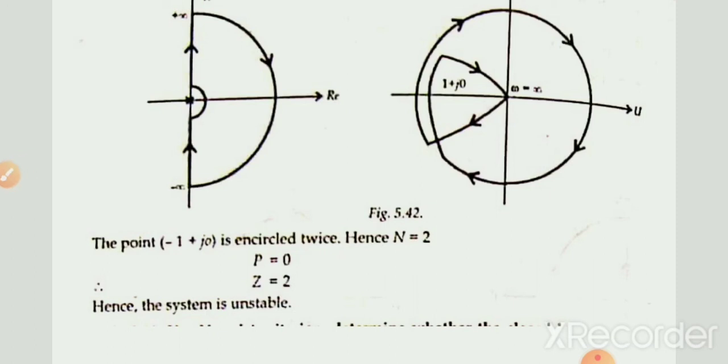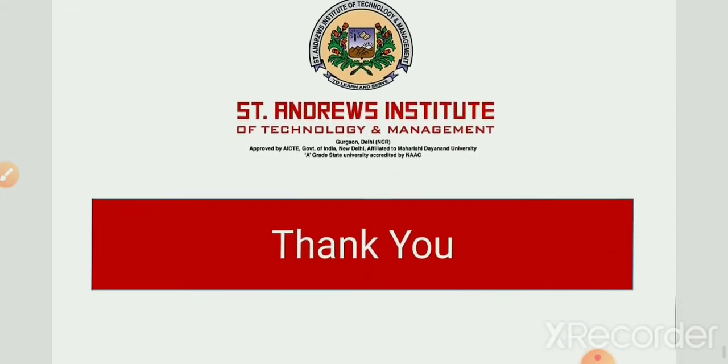So the Nyquist plot is the same as the polar plot, but here we find the number of encirclements, and we make the mirror image of the polar plot, and then we make a closed path. By this technique we can make a Nyquist plot. Thank you.